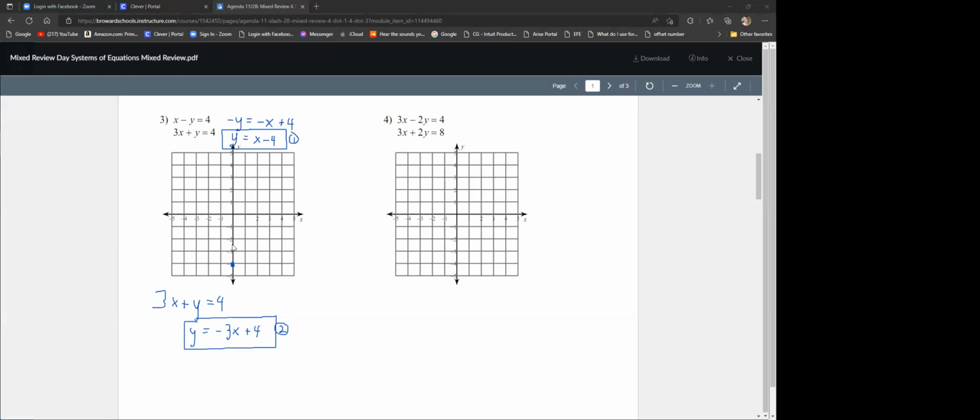Which one are you talking about? The first problem, right? This one right here, number 1. Okay, here's the first point. Where's the second point? Remember, the slope is rise over run: change in y direction over change in x direction. So 1 over 1. From here, go up 1 to the right 1. Up 1 to the right 1.